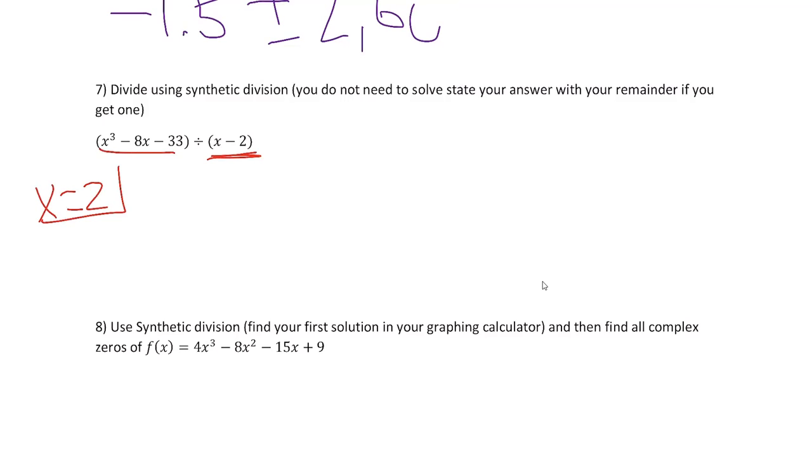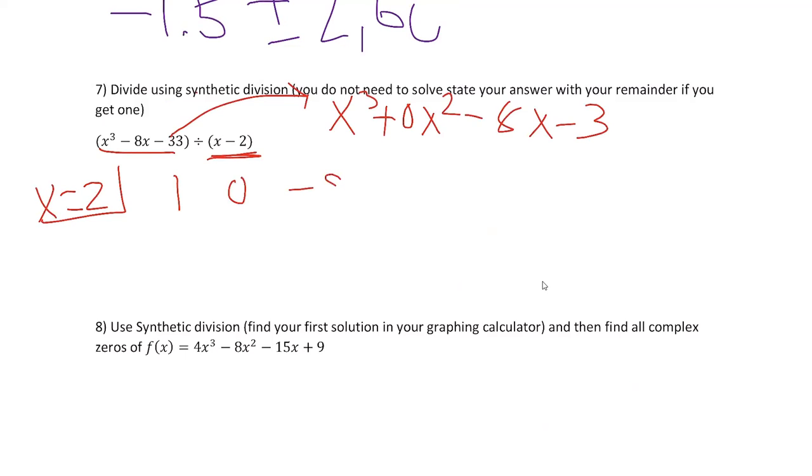Remember, if you're missing a term, there's really a 0x squared there that's not written. So when you do your synthetic division, make sure when you write your coefficients, you put a placeholder for your x squared, like a 0 in that place. If you don't do that, you're going to have a bad time.